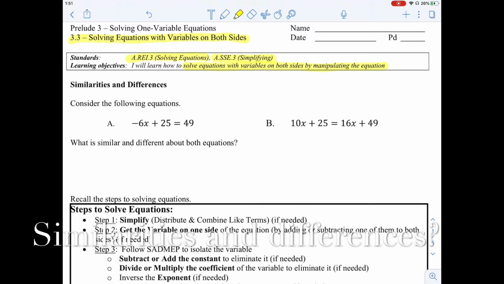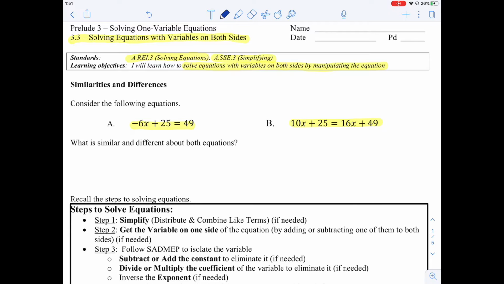Consider the following equations. Negative 6x plus 25 equals 49. And our second equation, 10x plus 25 equals 16x plus 49. So we're going to look at what is similar and what is different about both equations. So for A, if you just look at it, you can see that the variable is on the left. So variable on the left, and B has variable on both sides.